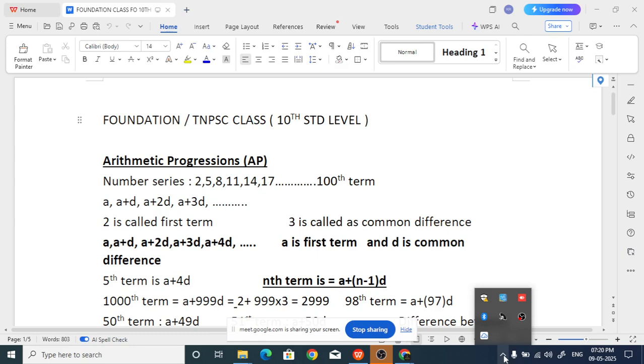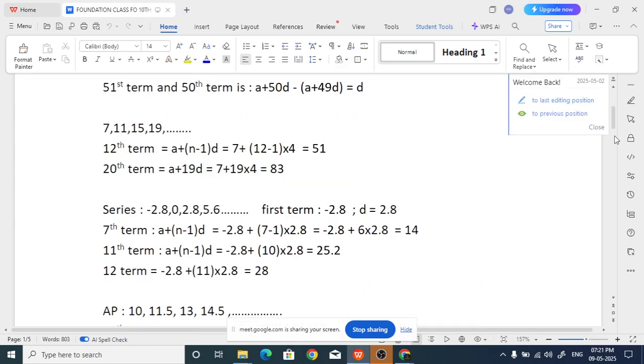So the general form of arithmetic progression is: first term is a, second term is a plus d, third term is a plus 2d, like that it goes on, where a is called the first term and d is called the common difference. And if you want to find the nth term, the formula is a plus (n minus 1)d. This we have seen.